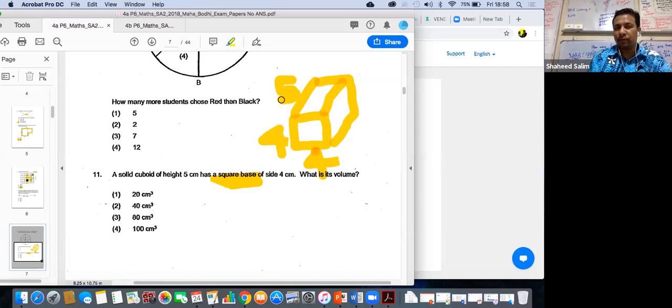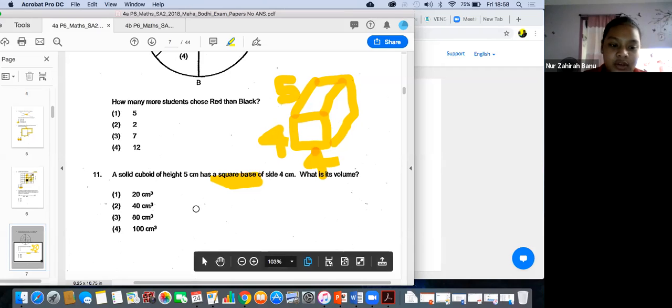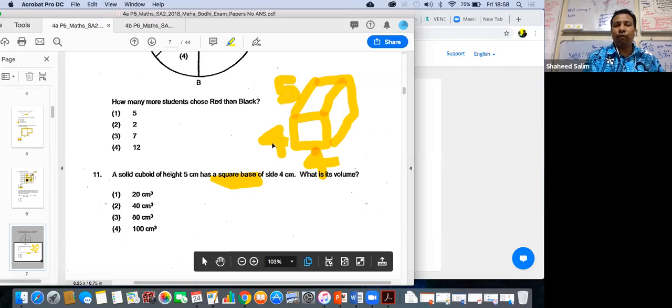Let's see. Once you see this, you know whose answer is correct. You can check. Look, square base, the bottom. The answer is 80, number 3. Yes, the answer is 80. 4 times 4 times 5 is 80. So if you take 5 times 5 times 4, you're not reading carefully.